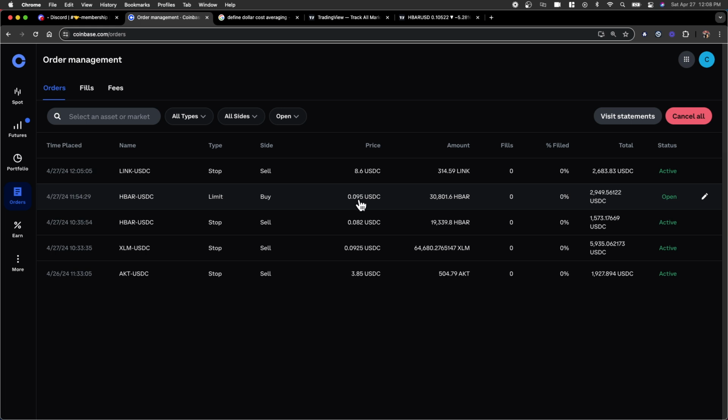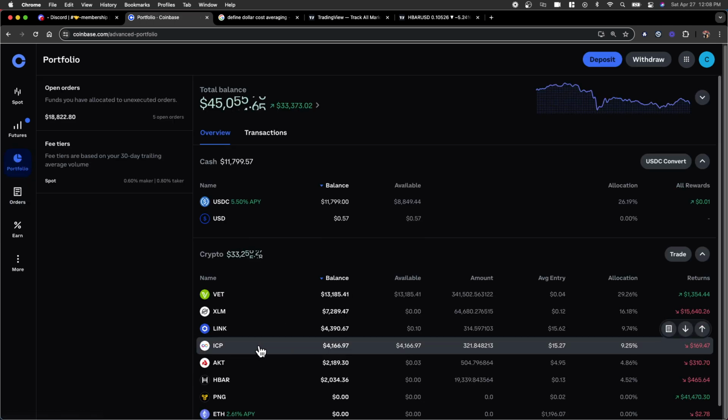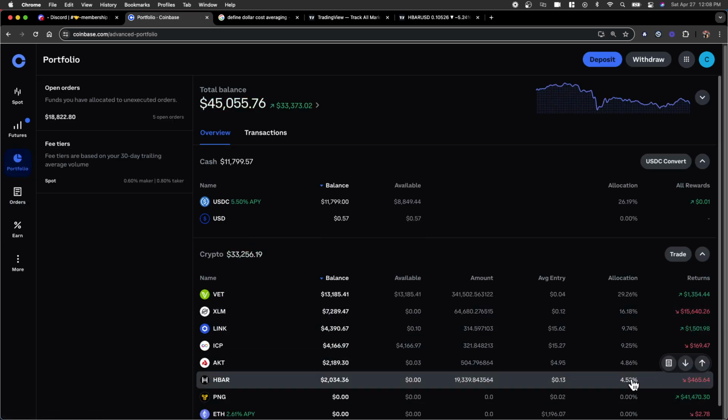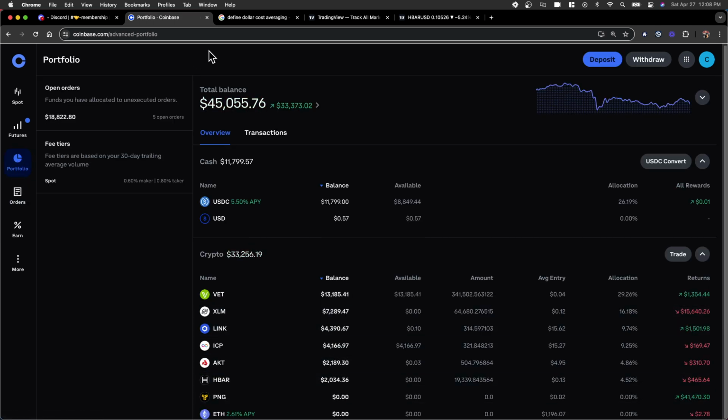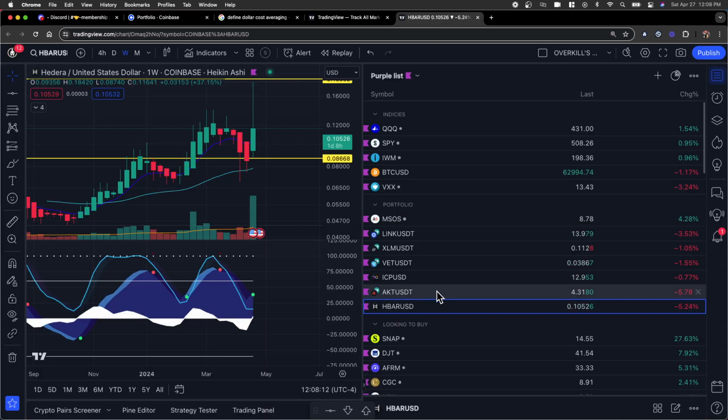If it comes down to 0.095 again, I'm going to add an additional $3,000, and that would bring my position size up on that to about 10%, which is where I want to be sitting. I think that's a pretty good position size for H-bar.